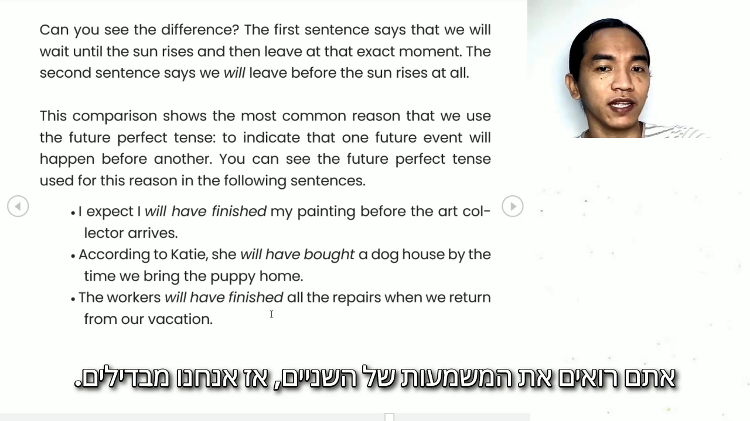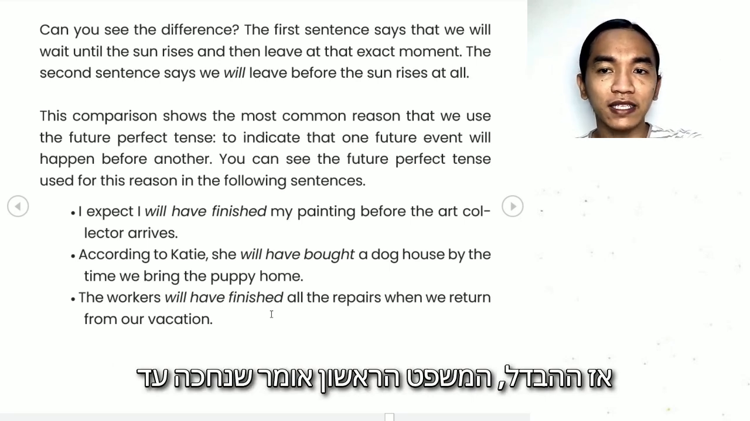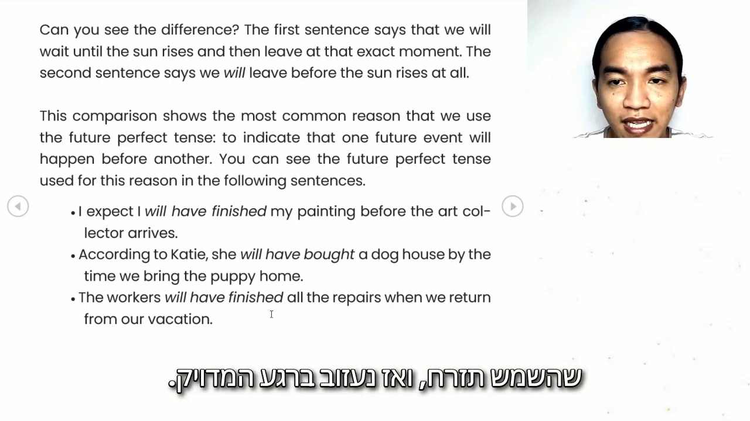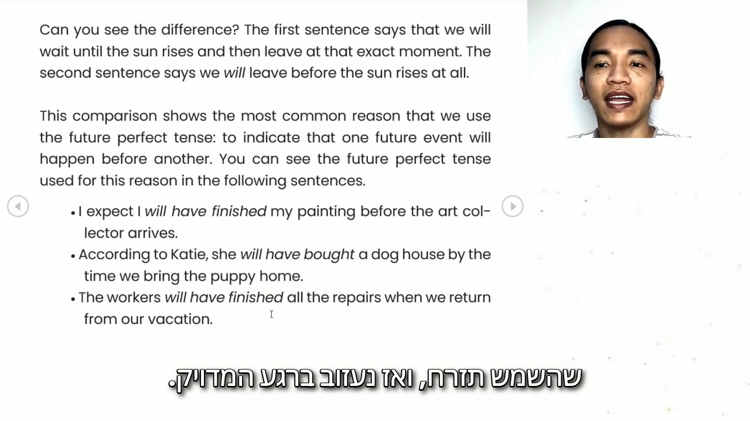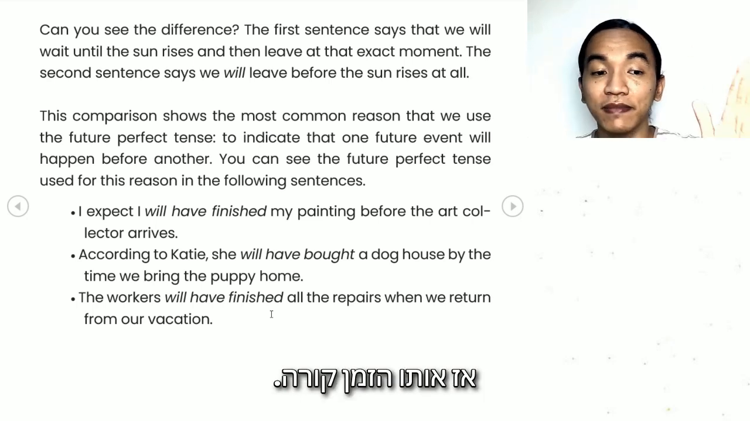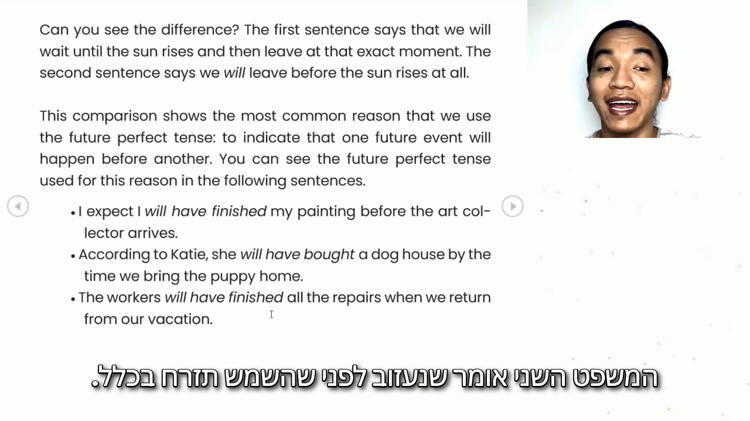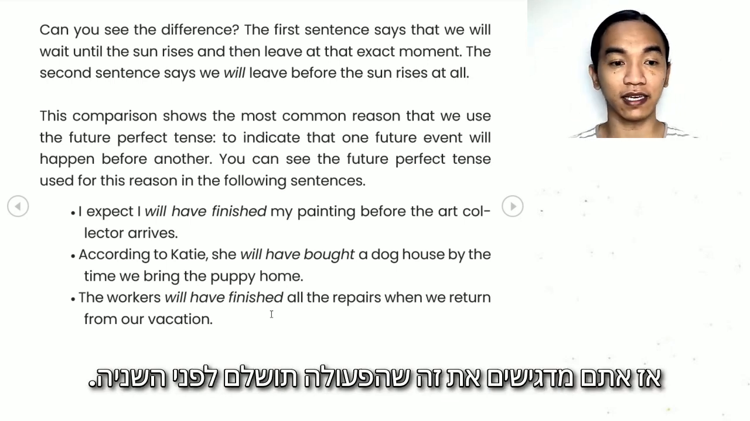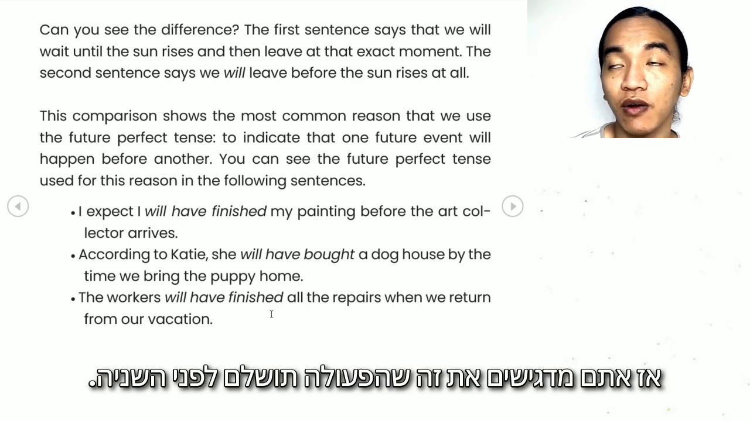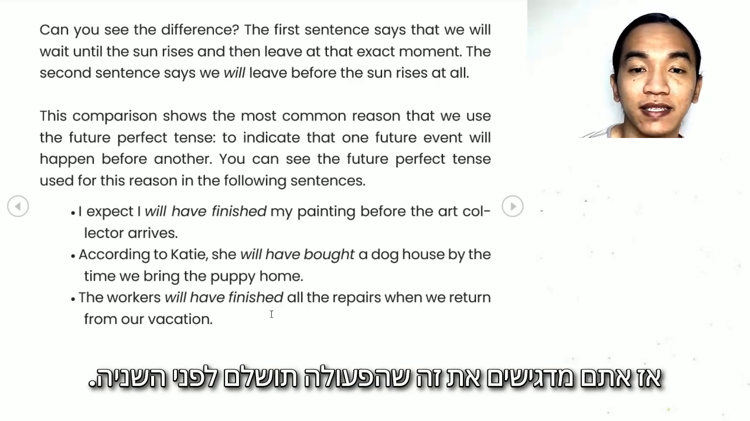So, we differentiate. The first sentence says that we will wait until the sun rises and then leave at the exact moment. So there's the same time happening. The second sentence says we will leave before the sun rises at all. So you are emphasizing that one action will be completed before the second one.